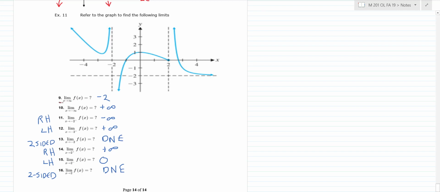All right, so this one is the limit as x goes to infinity. Okay, all that means is x is getting bigger and bigger. So I just sort of trace it out. Well, you have a horizontal asymptote. The value of that horizontal asymptote is -2, therefore that's the value of the limit.